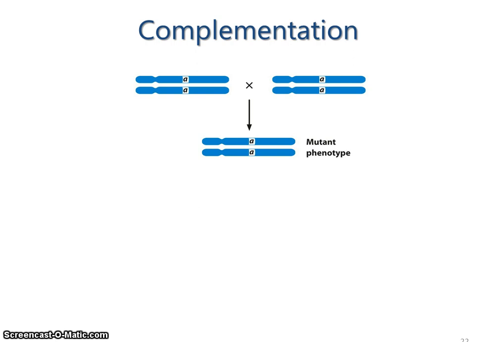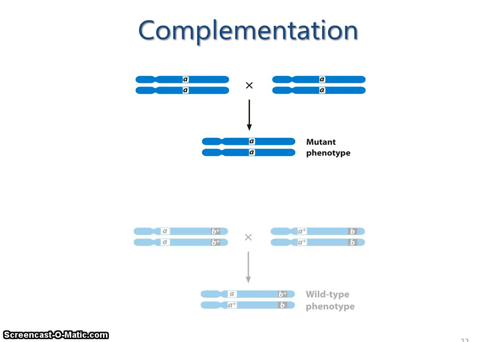Okay, so there are two possible outcomes for this. Let's say, in this case, we have a mutation at the same locus, locus A. And when we breed these two individuals together, we get the same mutant phenotype, which tells us that these individuals are both having this phenotype because they have mutations at the same locus.